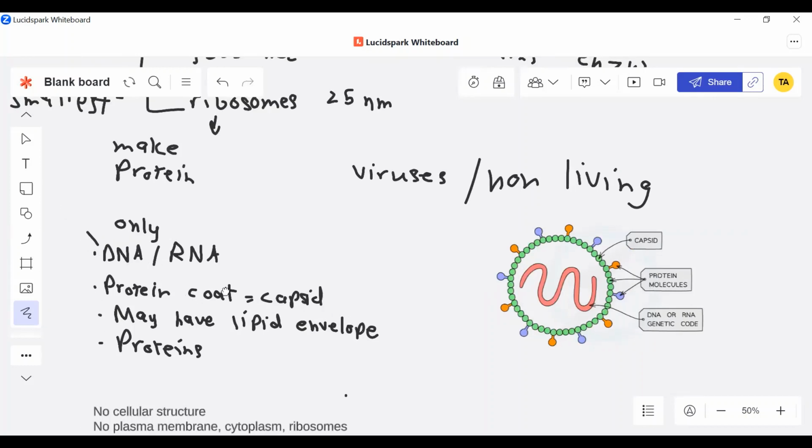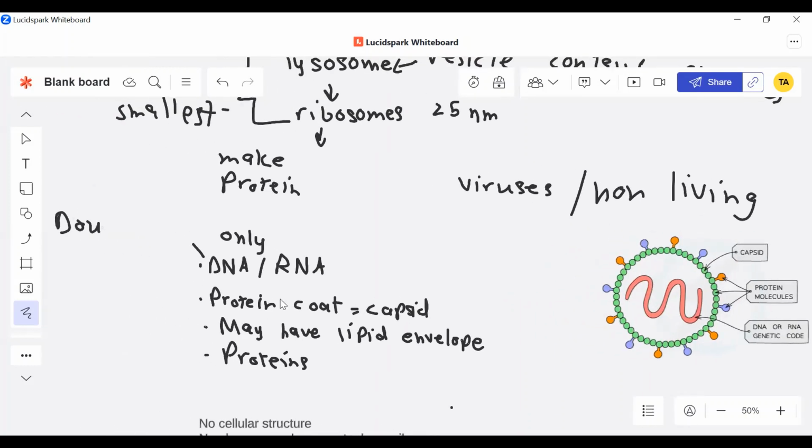DNA can be double-stranded or single-stranded. So viruses will either have double-strand DNA, single-strand DNA, or an RNA. So you can see here, this is DNA or RNA, its genetic code. Viruses will also have a protein coat called the capsid, and it acts like a membrane.